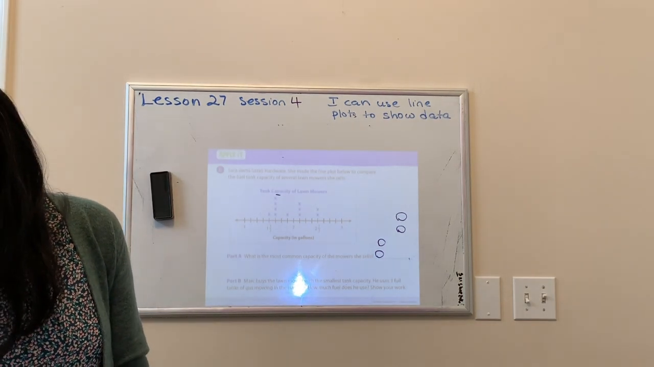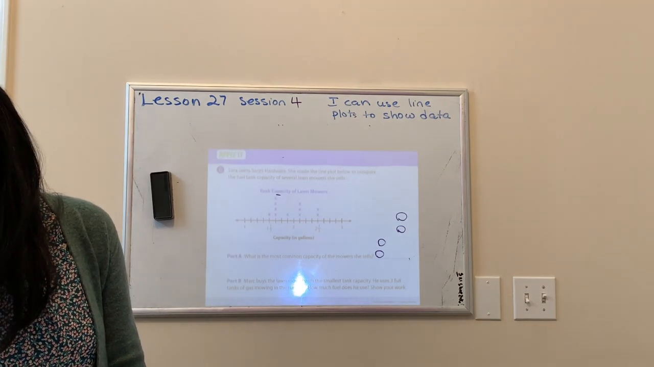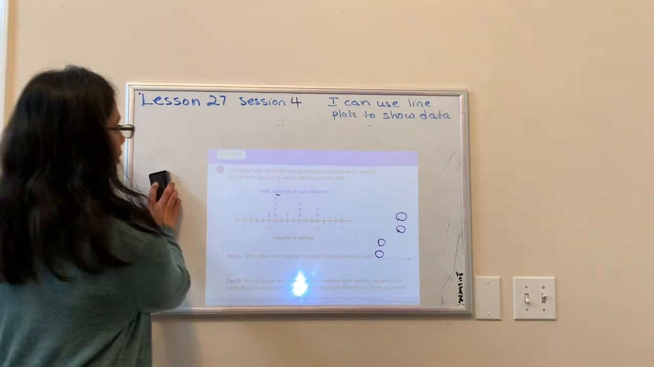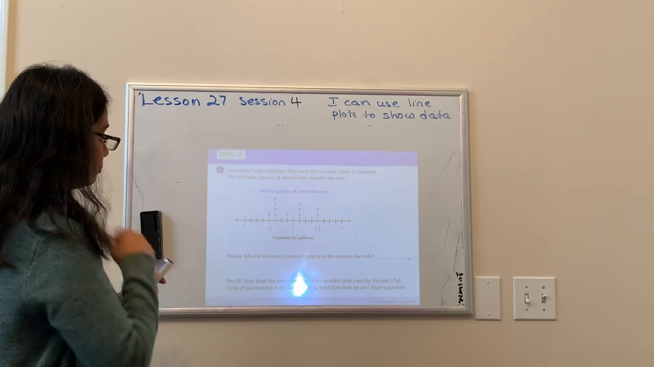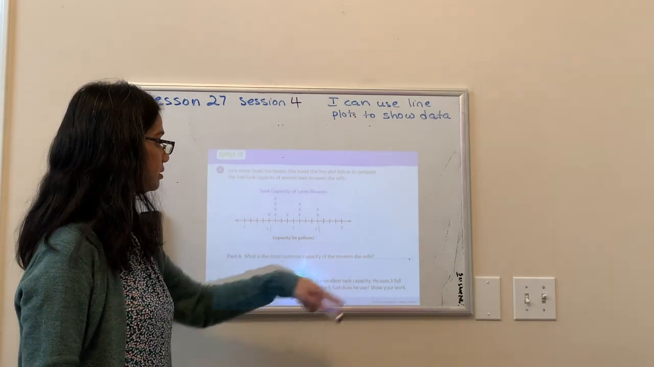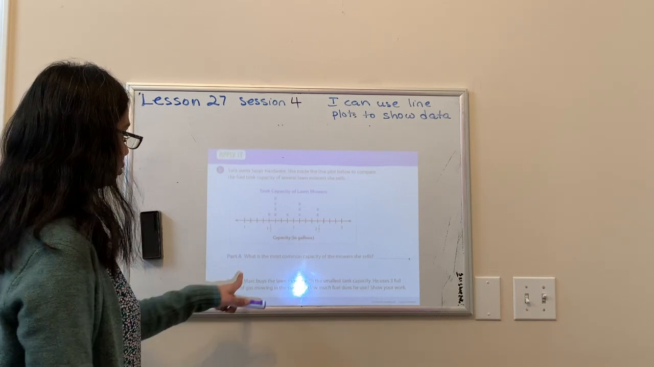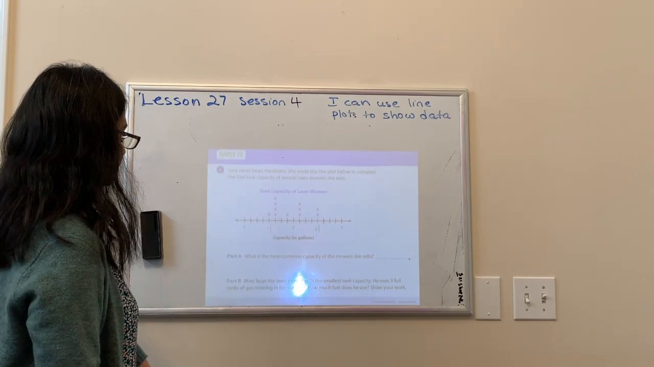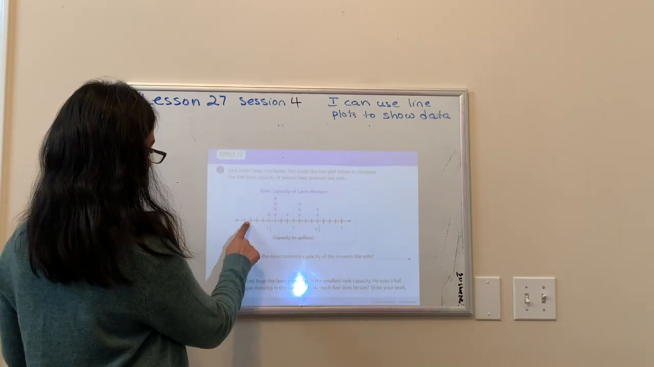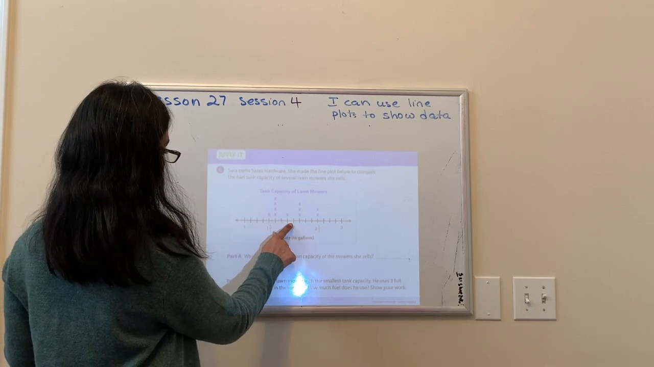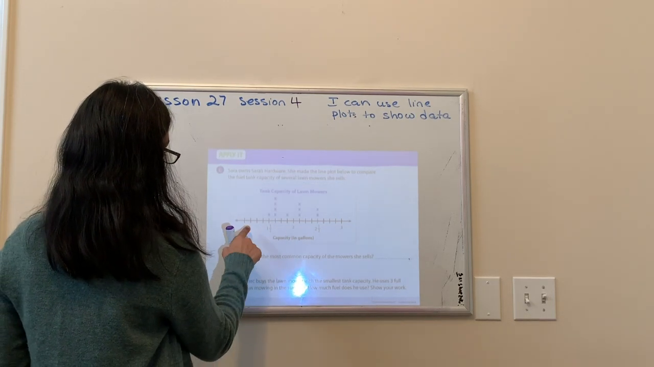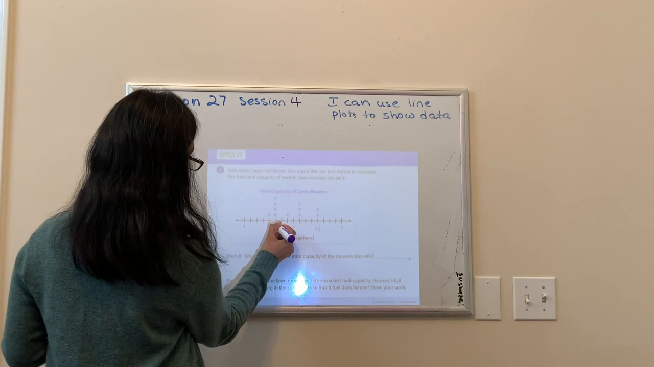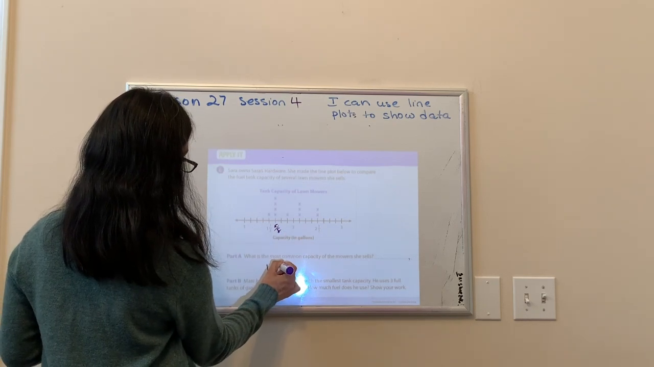All right, so Sarah owns Sarah's Hardware. She made a line plot to compare the fuel tank capacity of several lawnmowers. All right, now let's see what it's asking us. What is the most common capacity of the mowers she sells? Common. Looks like it's this one. And let's see, how do we know how many it should be? 1, 2, 3, 4, 5, 6, 7, 8. So this is 1/8, 2/8, 3/8, 4/8, 5/8. So we know it's 1 and 5/8.